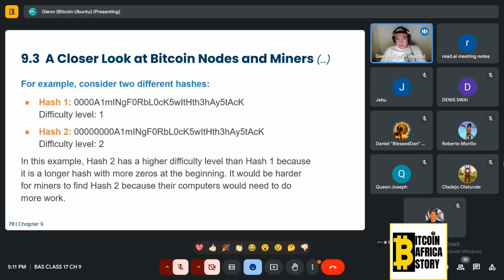For example, let's consider two different hashes. Hash 1, we have these 4 zeros and then a string of random letters and numbers. We'll call this difficulty level 1. Hash 2, we can see, has 9 zeros and then a string of random letters and numbers. We'll call this difficulty 2. In this example, hash 2 has a higher difficulty level than hash 1 because it is a longer hash with more zeros at the beginning. It would be harder for miners to find hash 2 because their computers would need to do more work.